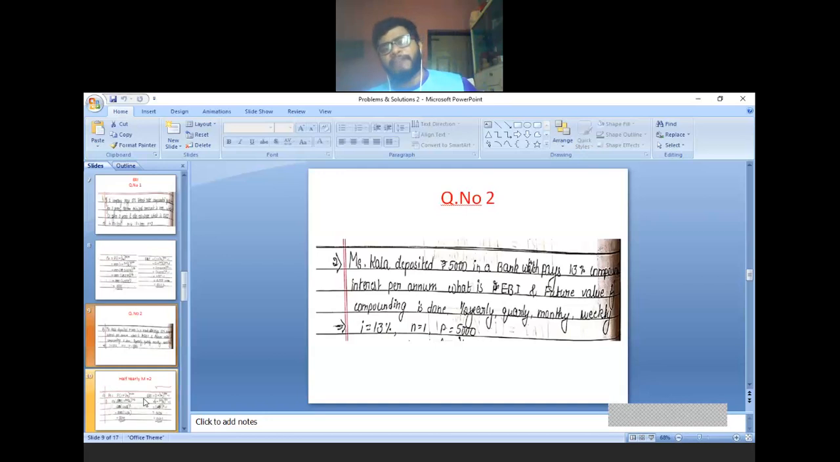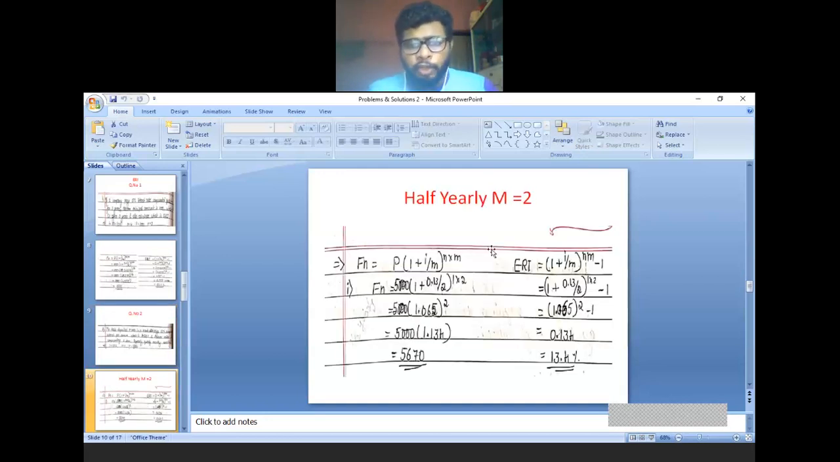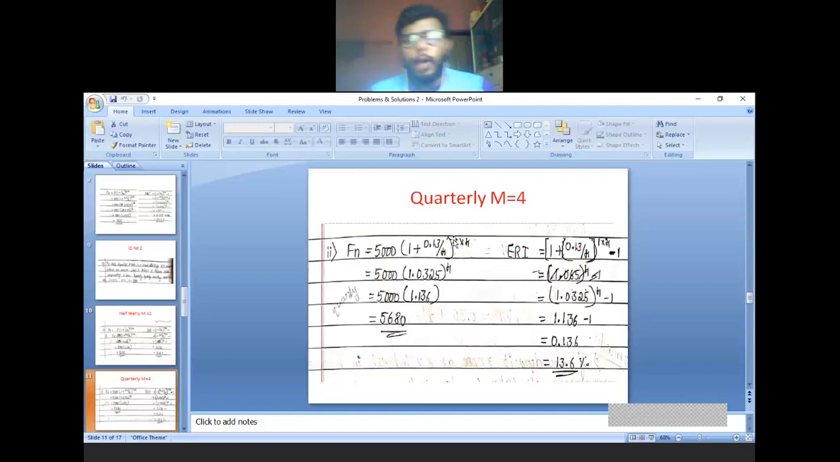First, for half yearly calculation, M is equal to 2. So this is the future value calculation. Apply the formula, you will get the answer. This is for ERI calculation. Apply the formula, you will get the answer 13.4%. Then for quarterly, M is equal to 4. Apply the formula for future value. Apply the formula for ERI.